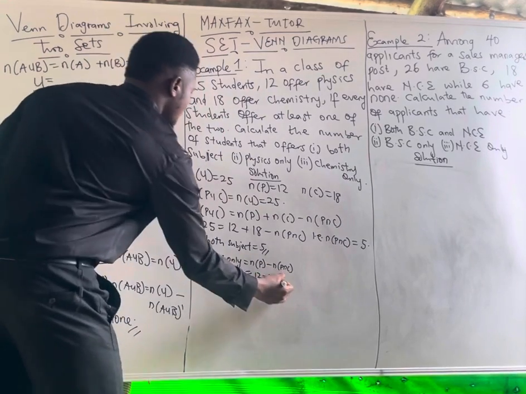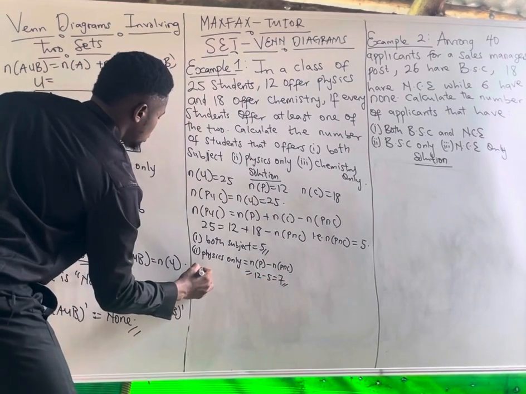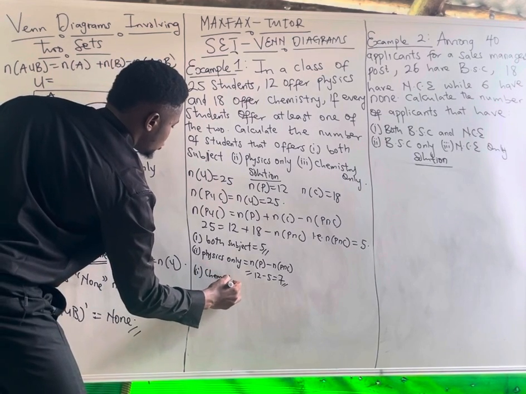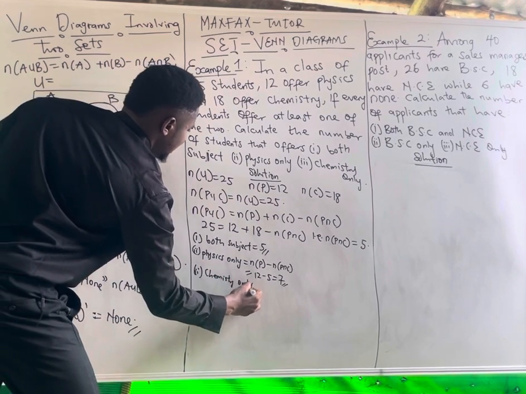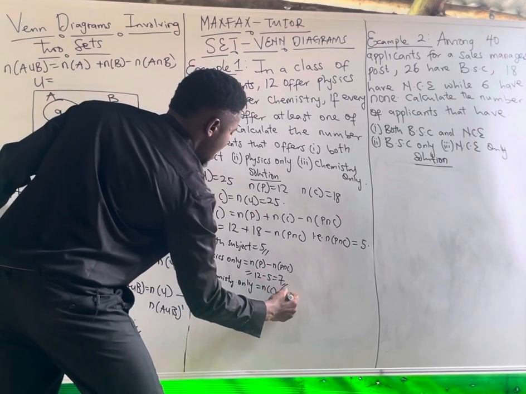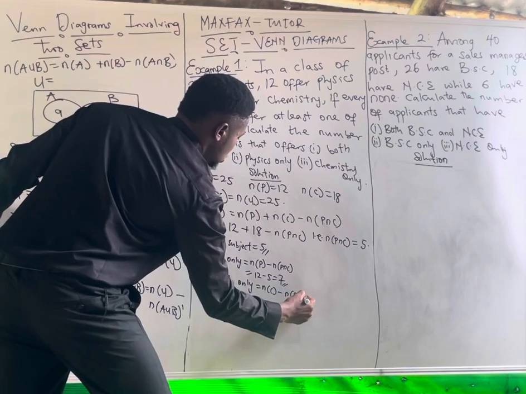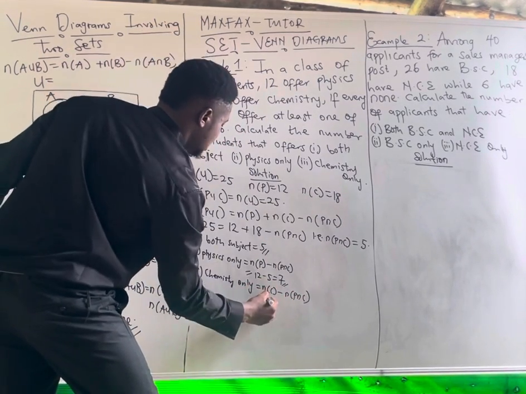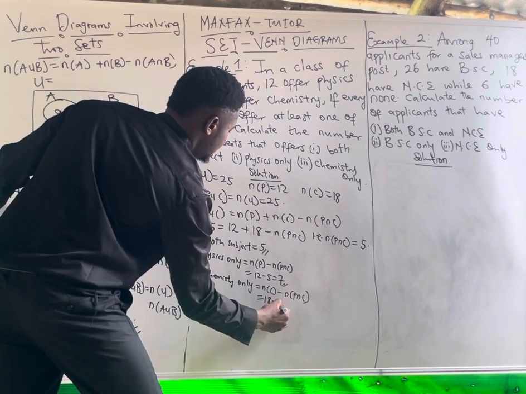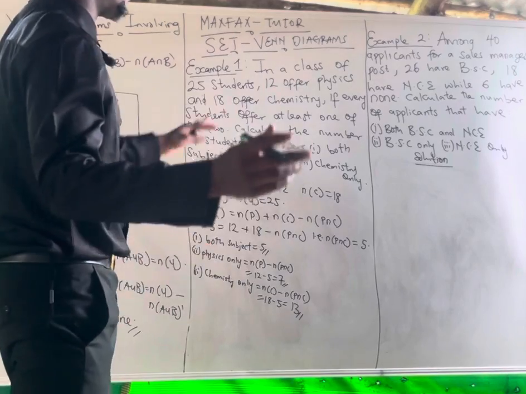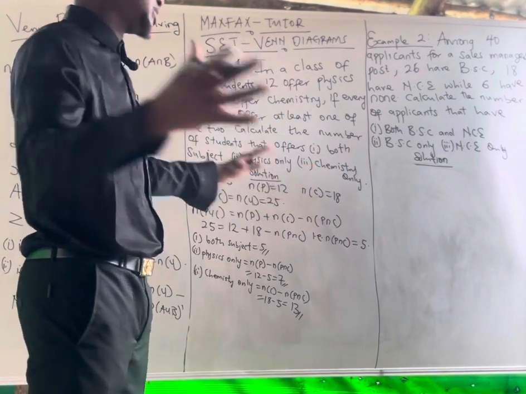7. Okay? If you now want to do chemistry only, that would also be n(C) minus n(P intersection C), which is 18 minus 5, and that is 13. So that is how to solve Venn diagram questions involving two sets without the Venn diagram.